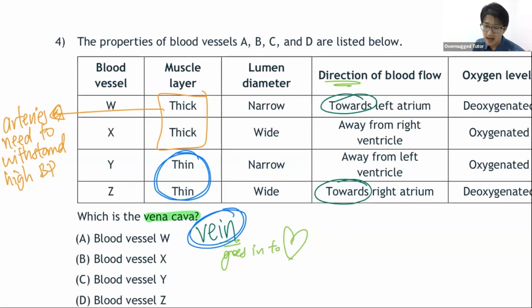Okay. So remind yourselves of the properties of veins: thin walls, wide lumen. Because the blood pressure in veins is very low, we want to make it as easy as possible for blood to flow already. So we want to widen the lumen. Okay.